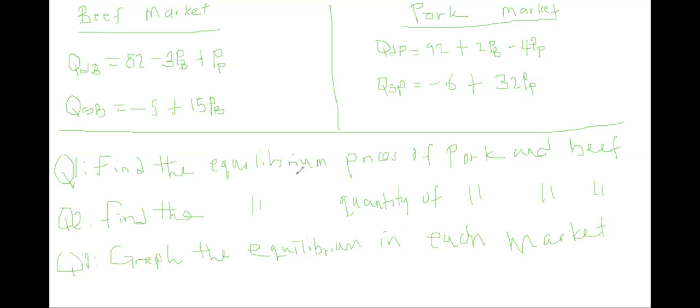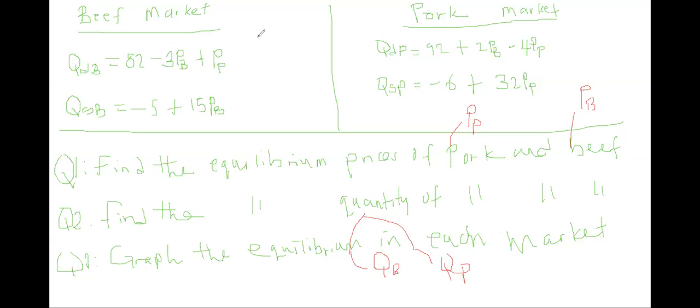When they say the equilibrium price, what we are supposed to find here is the price at equilibrium: the price of pork and the price of beef. With the quantities also, for the equilibrium quantity, we want to know the equilibrium quantity of beef as well as the equilibrium quantity of pork. Then with our graph, we can do a demand and supply graph. So let's go on and do this.